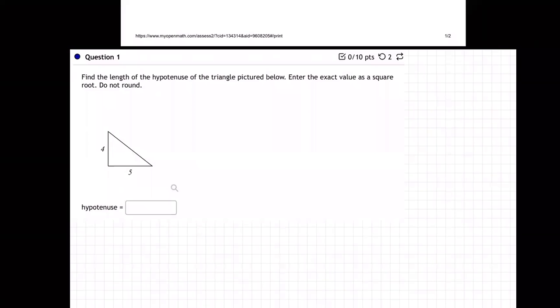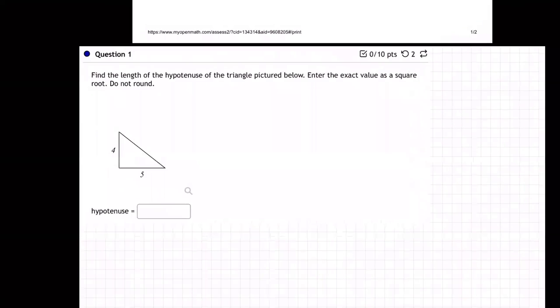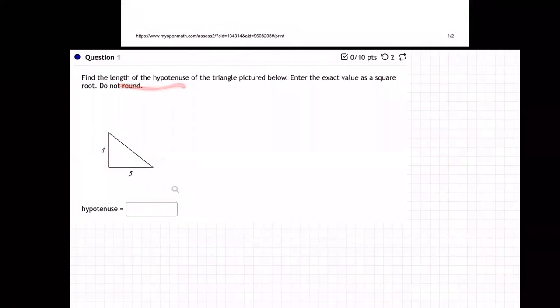Okay, so on this question, they want us to find the length of the hypotenuse for the triangle pictured below. So how do we do that? Well, we've got three sides. It's this other side we're going to call C or X or whatever you want to call it. And this is A. Whoops. This is A, B, C.